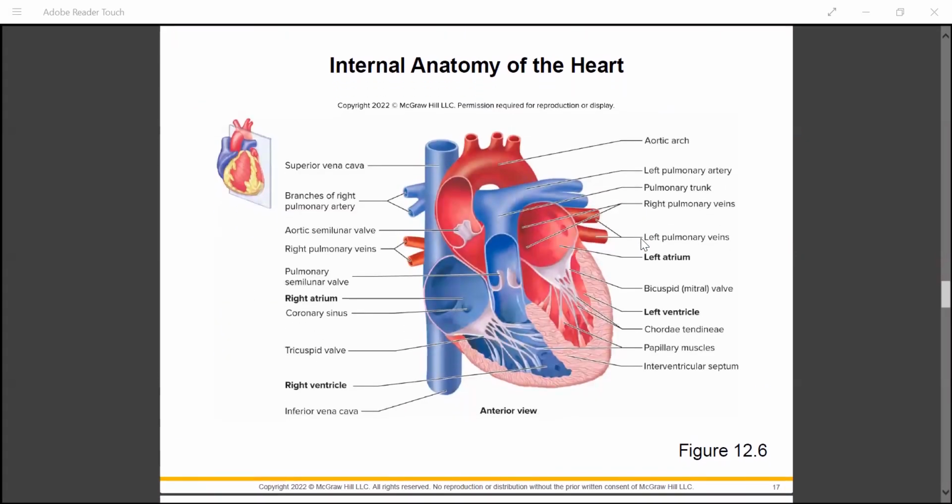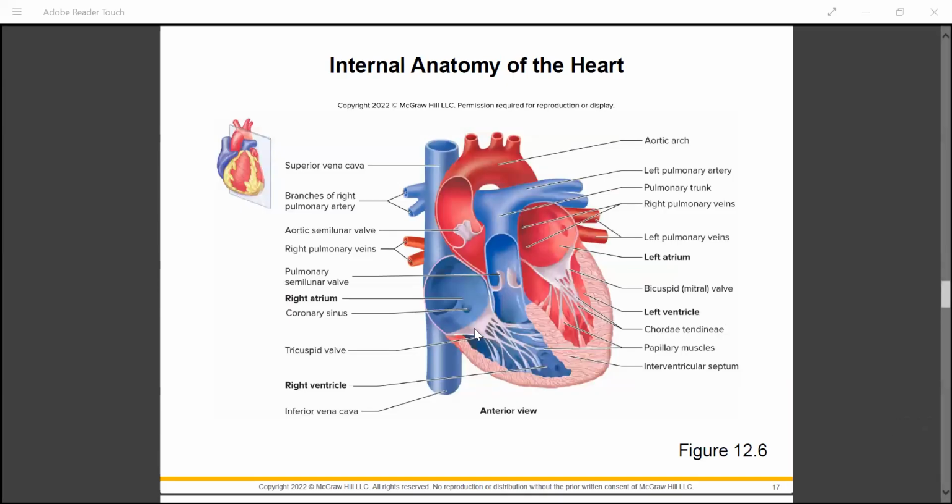All right, here's our internal view of the heart. So you can see our upper chambers here, our right and left atrium, our right and left ventricle. You can see the interventricular septum and how much thicker this muscle wall is. You'll notice that the left ventricle has the thickest muscle wall by far because it is responsible for pumping all the way out into the body against our body's blood pressure.